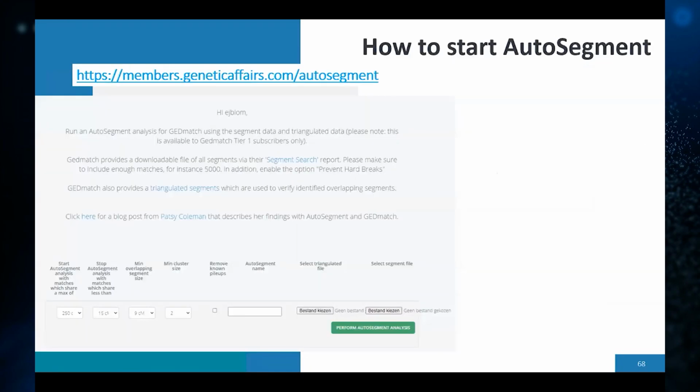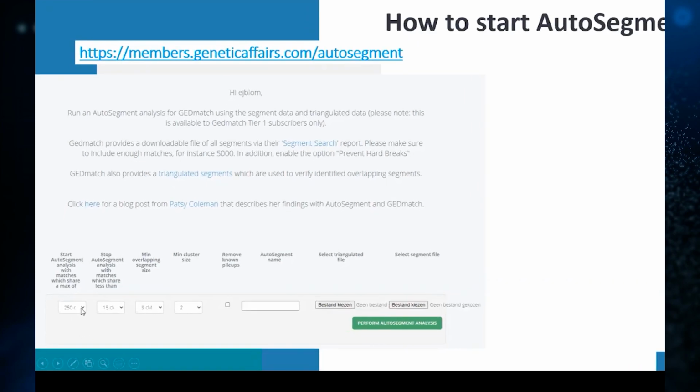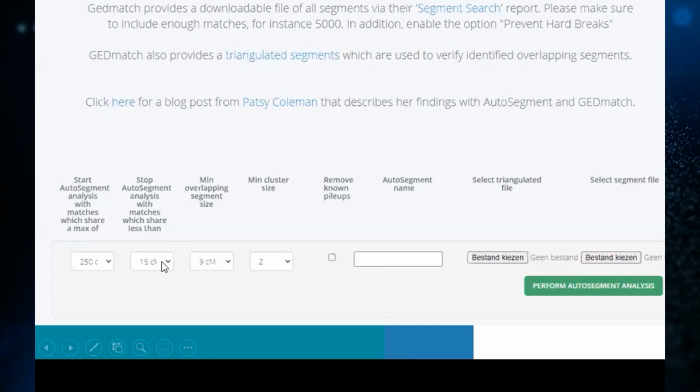So how do you start it? This is the link at the top. You see here the top centimorgan 250 is set. This is the lowest setting, so matches below the setting are discarded. This is the minimum overlap size, which is now set to 9. The minimum cluster size: if you're only interested in large clusters, you can increase this number.